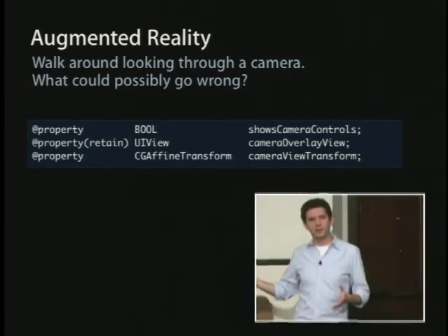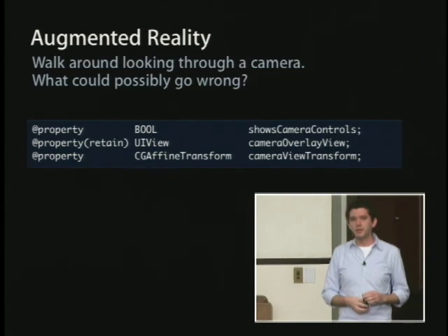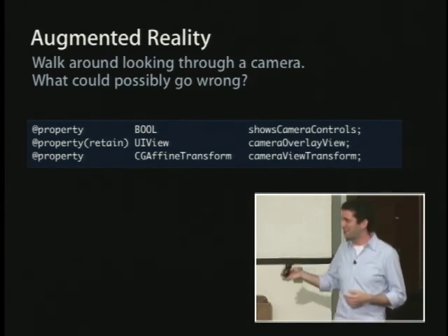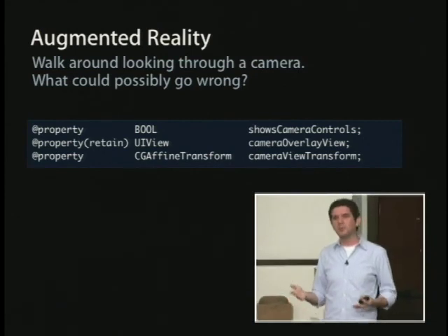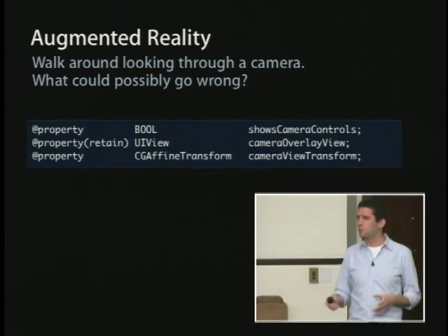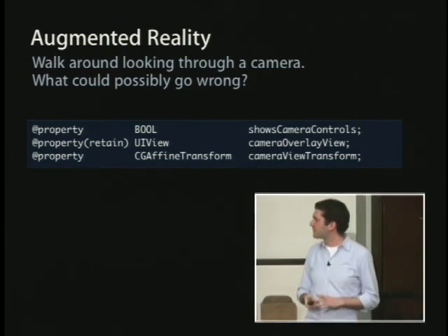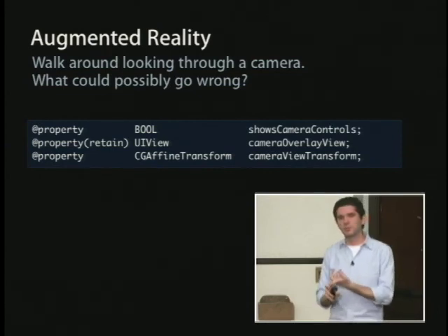So I kind of mentioned this augmented reality concept. There's actually three new properties on UI image picker controller in iPhone OS 3.1 and later, which enable a lot of these augmented reality style apps. And I keep saying that, and I've kind of glossed over it a little bit. I've got a picture here of one of this kind of thing in a second, but basically you've got three options. The first is shows camera controls.